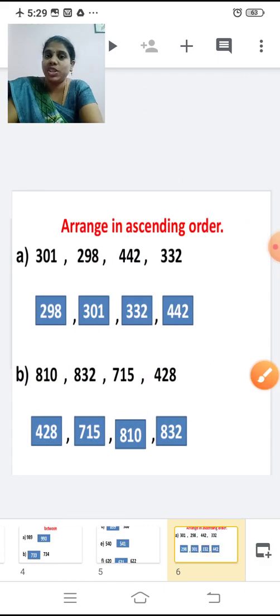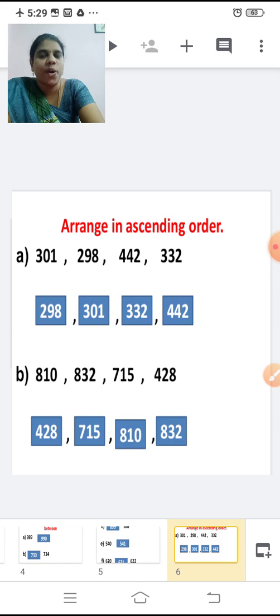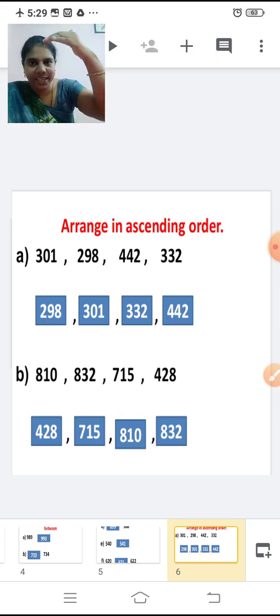Next, arrange in ascending order. I think you all know ordering of numbers, right? We can arrange the numbers in any order, right? What do you mean by ascending order? Arranging the numbers from small to big. We're going to arrange the numbers from smallest to the biggest, right?